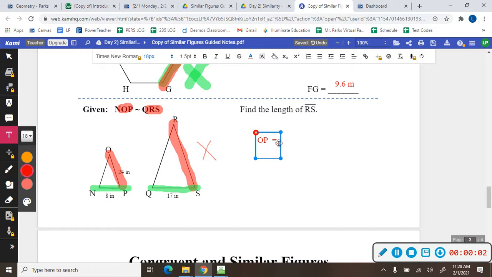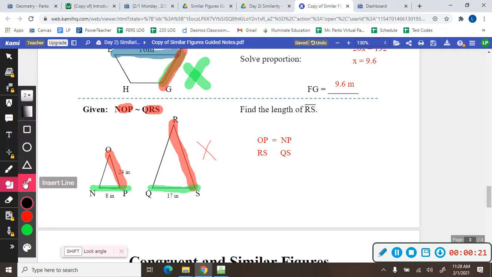So finishing this, OP divided by RS should equal NP divided by QS. And I can put the little divide symbol here. So OP goes to RS, NP goes to QS, first to last, goes to first to last. So then I can set up my proportion here.